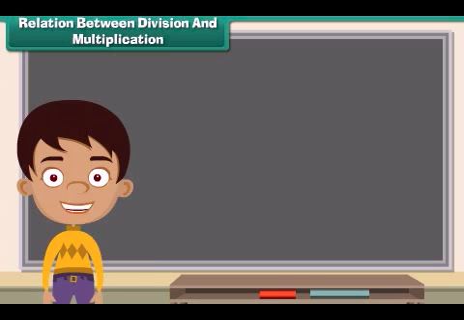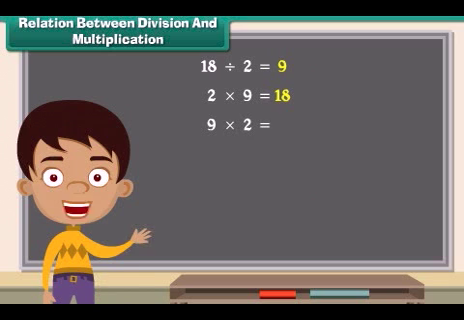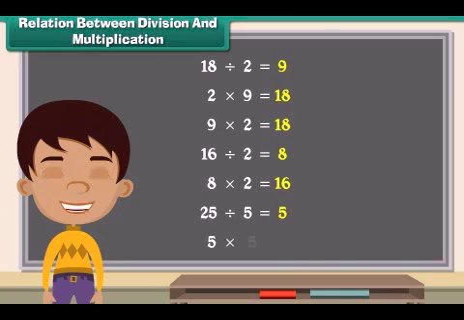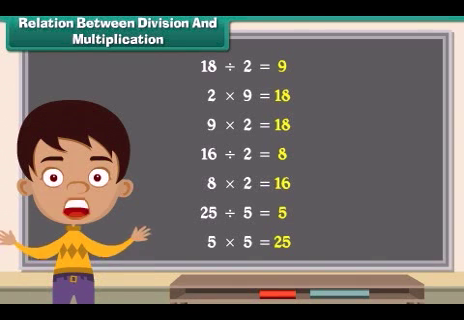Relation between division and multiplication. Friends, 18 divided by 2 is 9, and if we multiply 2 and 9, we get 18. 2 multiplied by 9 is 18. 16 divided by 2 is 8, and 2 multiplied by 8 is 16. Similarly, 25 divided by 5 is 5, and 5 multiplied by 5 is 25.